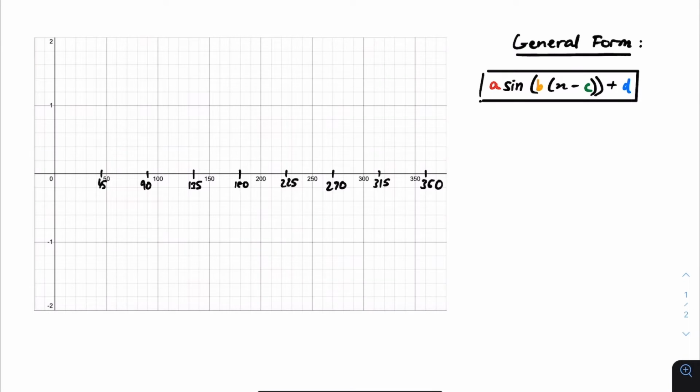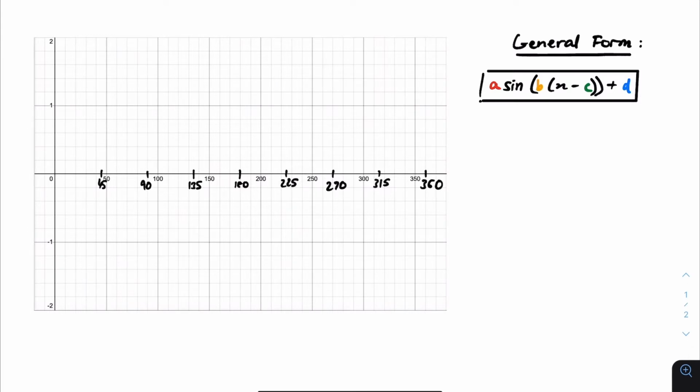So hi everyone, in this video we're going to be going over the transformation of trigonometric functions and exactly how you'd go about doing that. So in the last video we looked at the core trig functions such as sine, cosine, and tangent, but in this one we're going to look at what happens when they're moved around a little bit.